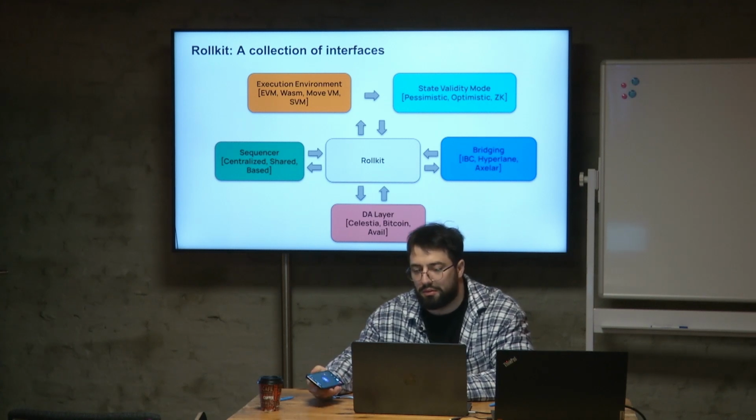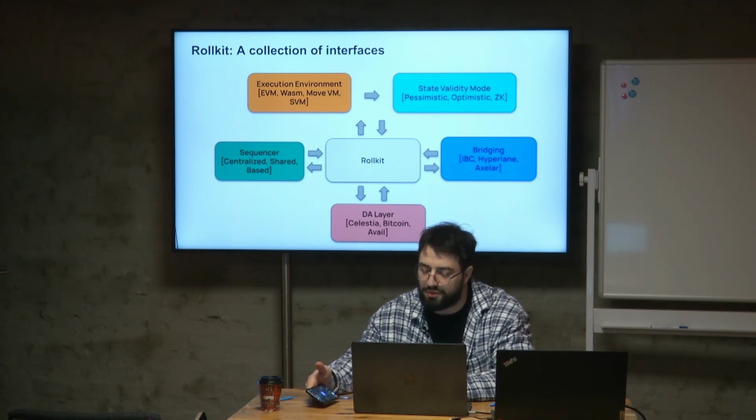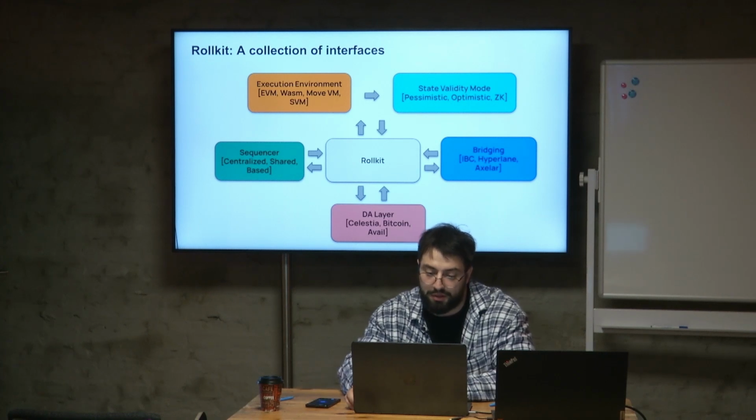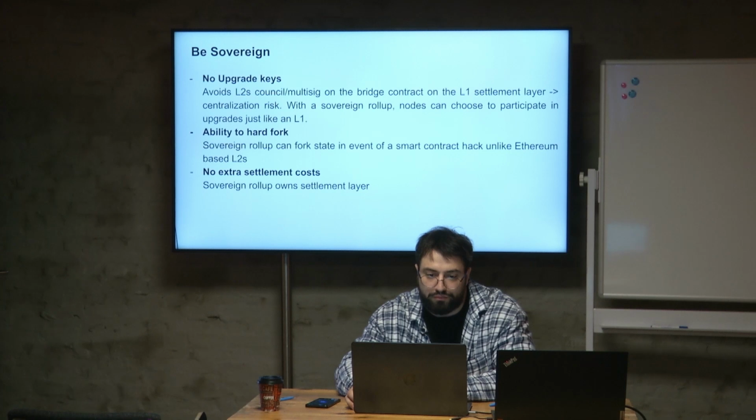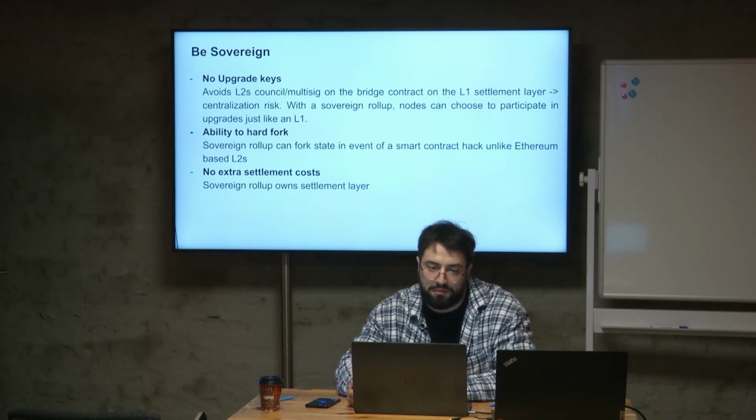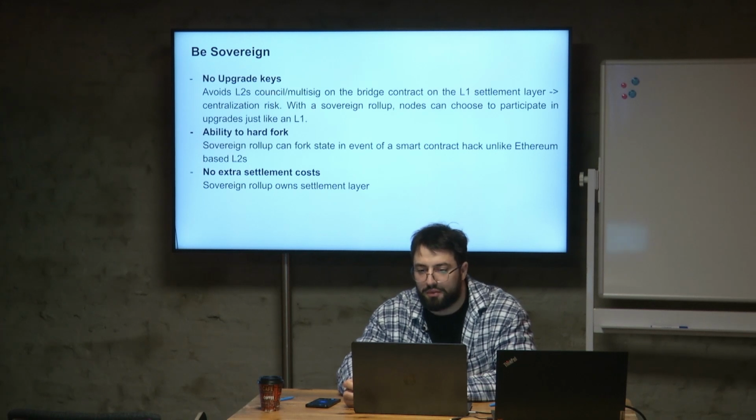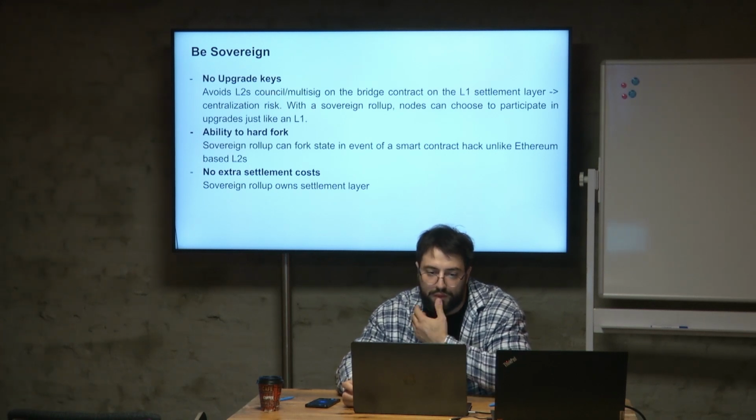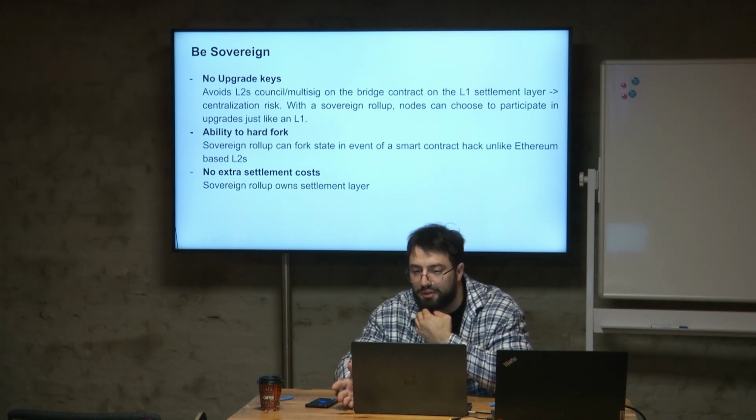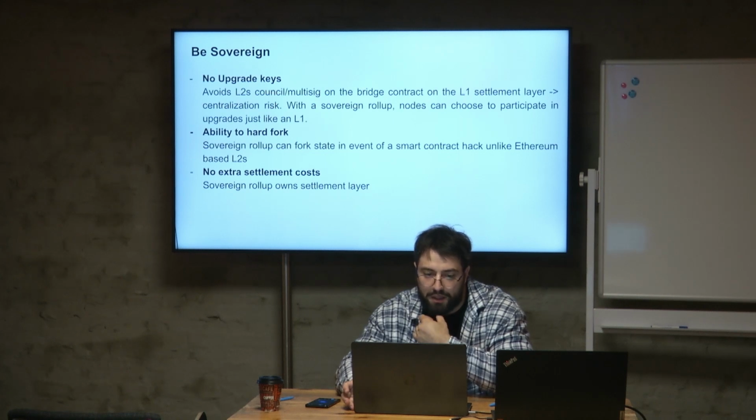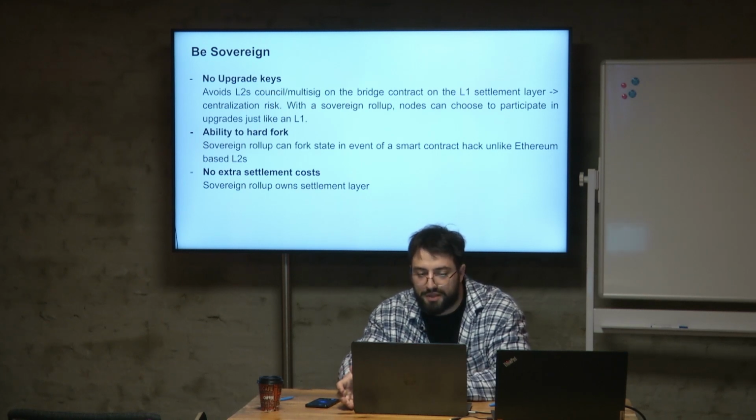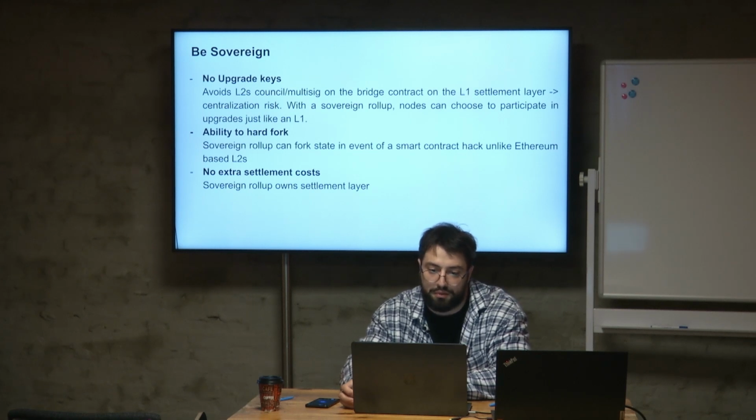Yeah. So the point is that you can switch and experiment. It gives you flexibility. Also, you don't need to have upgrade keys, so you avoid L2s' multisig on the bridge contract on the L1 settlement layer, which is a centralization risk. With a sovereign rollup, you can choose if you want to participate in an upgrade or not, like in the L1, because you're not settling on another protocol, so you don't need upgrade keys for a bridging contract.